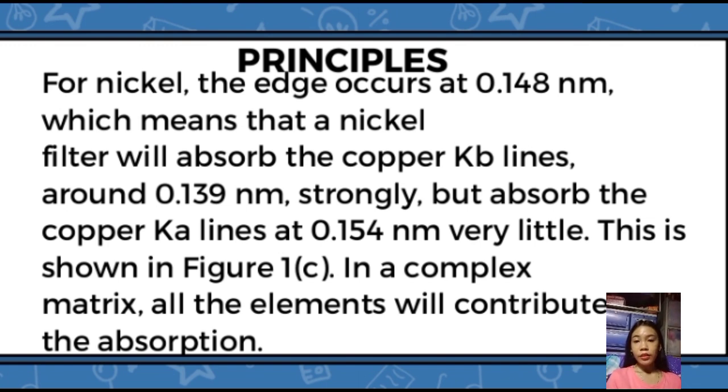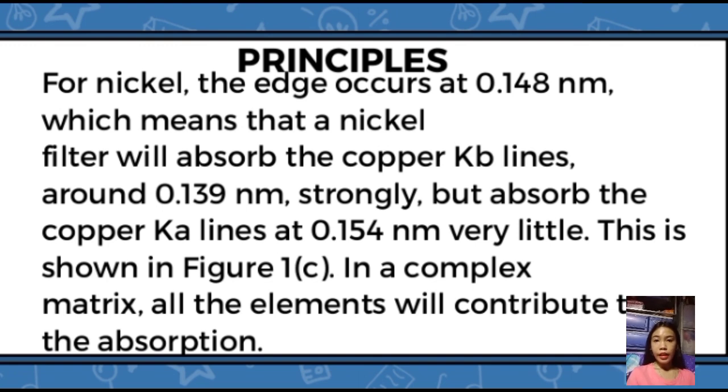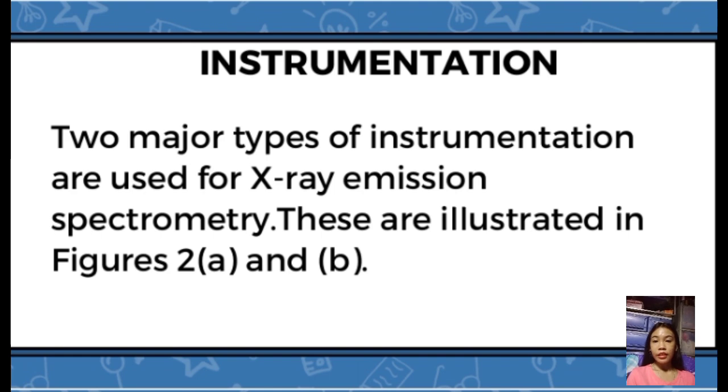Next is complex matrices. In samples with complex compositions, all constituent elements contribute to the overall X-ray absorption, necessitating a comprehensive understanding of each element's absorption characteristics. In X-ray emission spectrometry, there are two primary types of instrumentation.